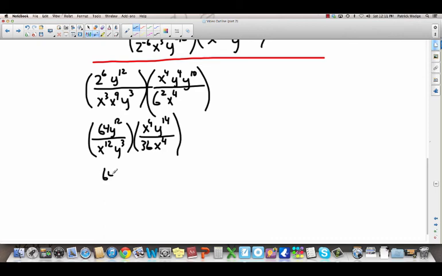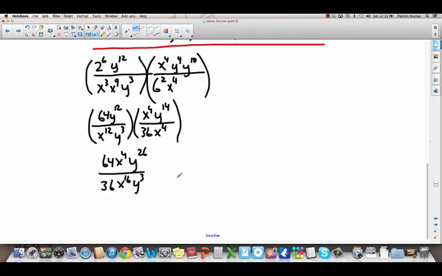We have 64. We're going to combine these this time. So on the top, we have 4 x's, x to the 4th. We have y to the 12th times y to the 14th, which is y to the 26th. We have to add those exponents. On the bottom, we have 36. x to the 12th times x to the 4th is x to the 16th. And y cubed, oh, that's just y cubed. Okay, at last, I think we have our last step.